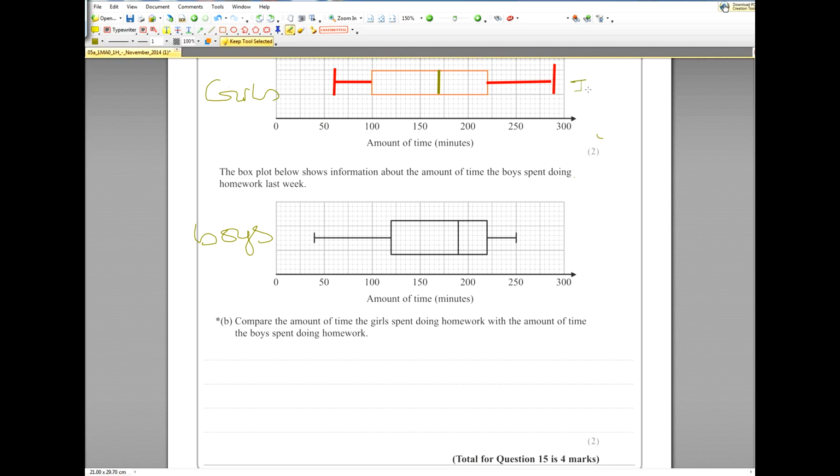Okay. What is the interquartile range for the girls? It's going to be 120. And the interquartile range for the boys is? Has anybody worked it out for me? Ladies in the middle. Thank you, it's 100.